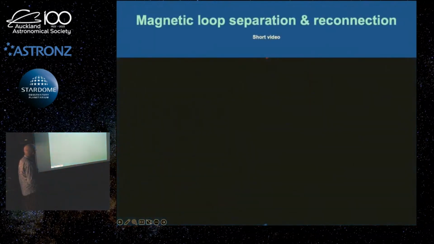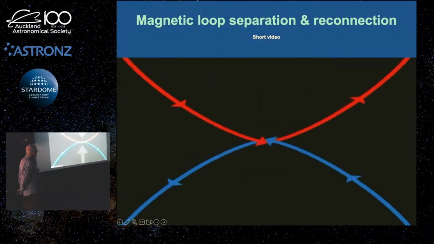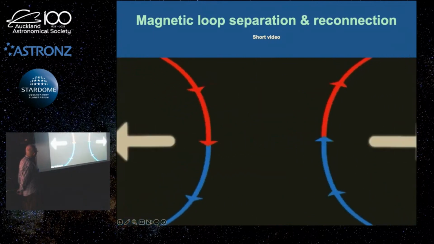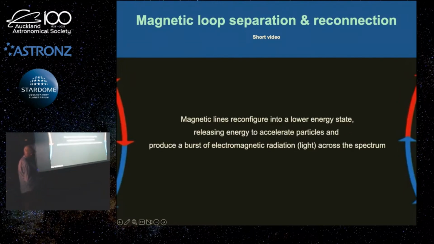Here is just a little video to visualize what I'm talking about when I say magnetic loop separation and reconnection. So here they are, going in opposite directions. They're connecting, opening up, reconnecting, and they're in a more stable state, a state of lower energy. Before, they were full of energy, all totally distorted and twisted up. They link up like that and release their energy and go into a lower energy state. So your magnetic lines reconfigure in a lower energy state, releasing energy to accelerate all the particles of plasma to produce that burst of light right across the spectrum and release those particles up into the atmosphere.